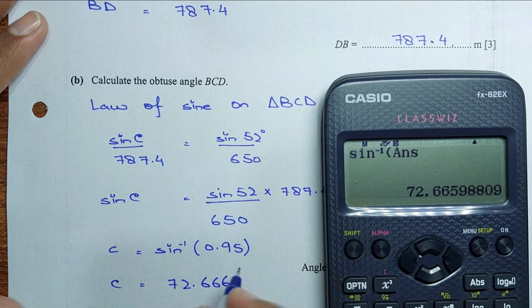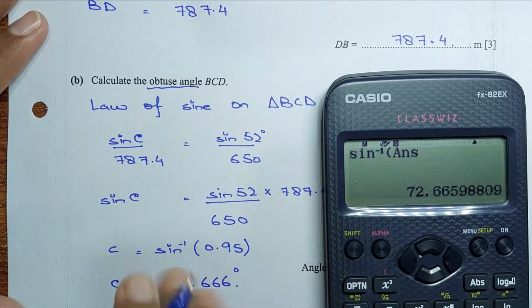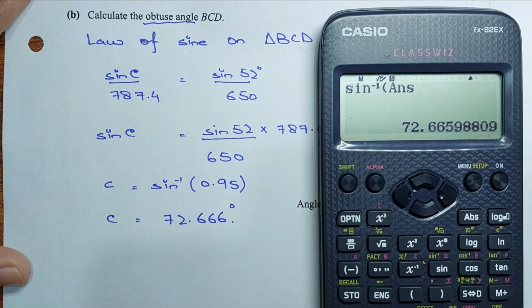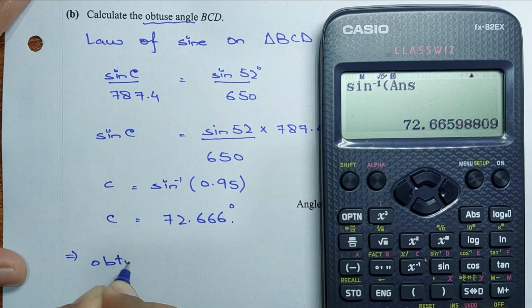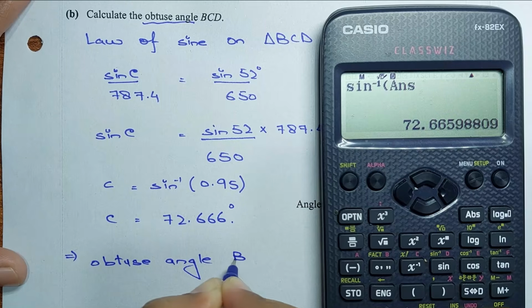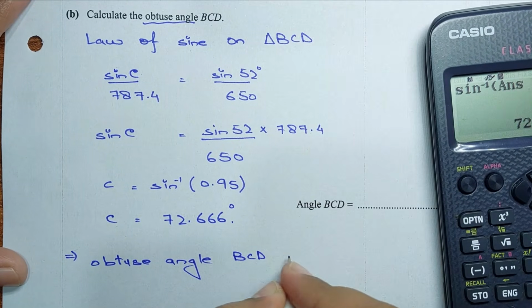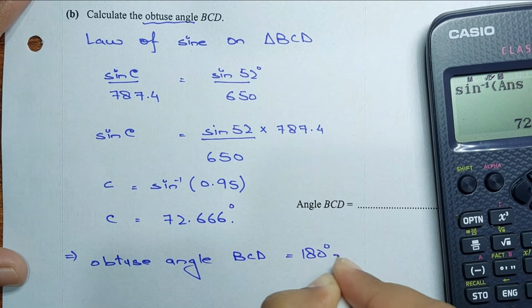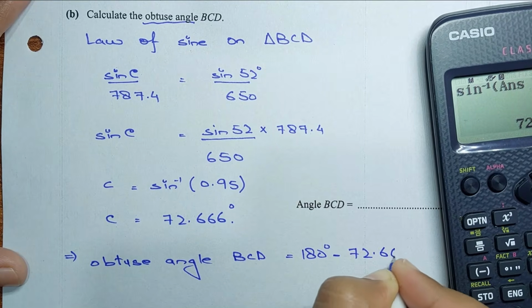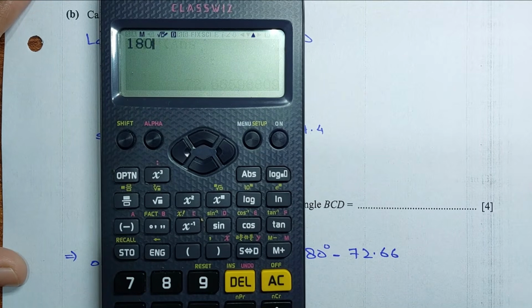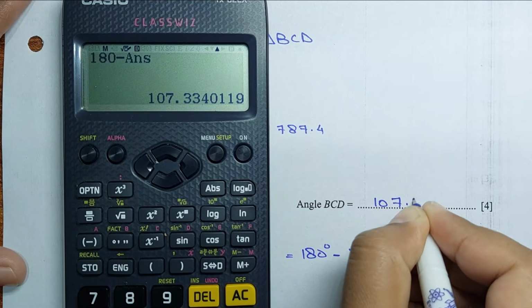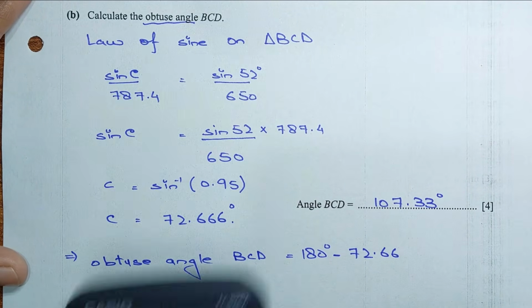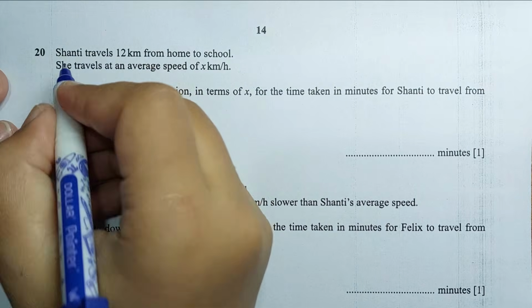degrees, right? Since it is an obtuse angle, we have to use the ambiguous case of that angle. We got the acute one, right? So this implies obtuse angle BCD is equal to, from 180 we have to subtract 72.66, the acute angle. 180 take away answer, this is 107.33 degrees. Question number 20.